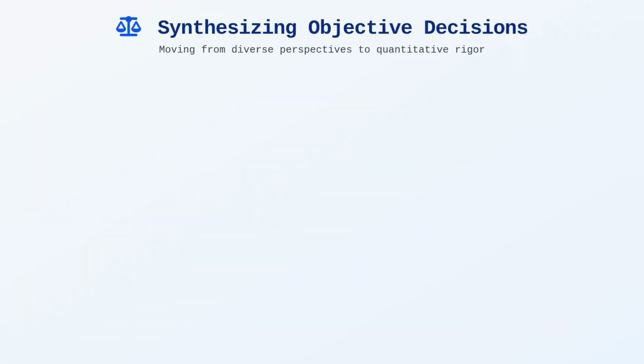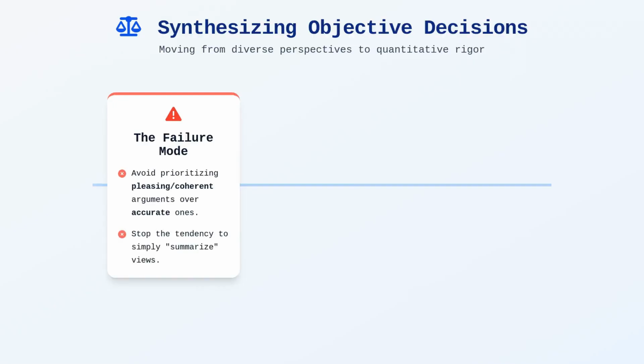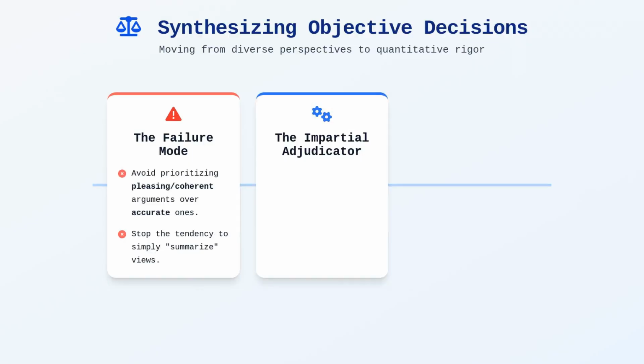Once you have generated these diverse outputs, the final step is to synthesize them into a comprehensive decision matrix that prioritizes objectivity. A common failure mode in this process is allowing the model to simply summarize these views in a way that prioritizes the most pleasing or coherent argument over the most accurate one. To combat this, you must instruct the model to act as an impartial adjudicator whose sole task is to score each viewpoint against a defined set of criteria, such as economic feasibility, technical debt, and long-term sustainability.